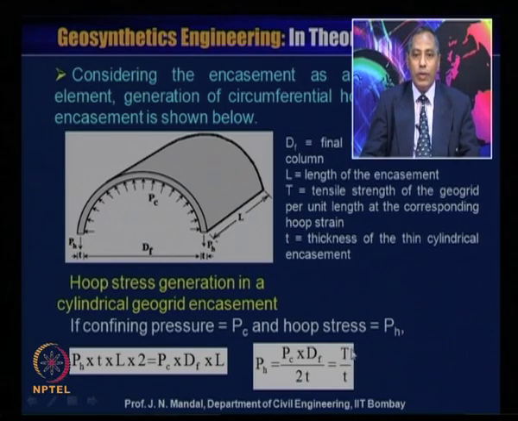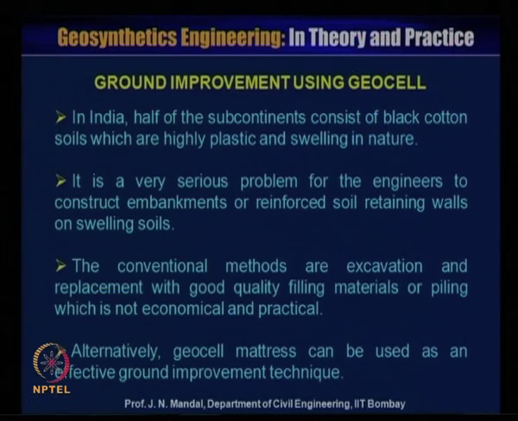So, that is equal to T by t, where T is the tensile strength of the geogrid per unit length at the corresponding hoop strain, and small t is the thickness. So, you can also calculate the hoop stress value, which is also important to us. You now know what strain value to take into consideration, and how we can determine the hoop stress and the tensile strength of the geogrid material. This theory is analogous to a thin cylindrical plate, considering the thin cylinder theory concept.